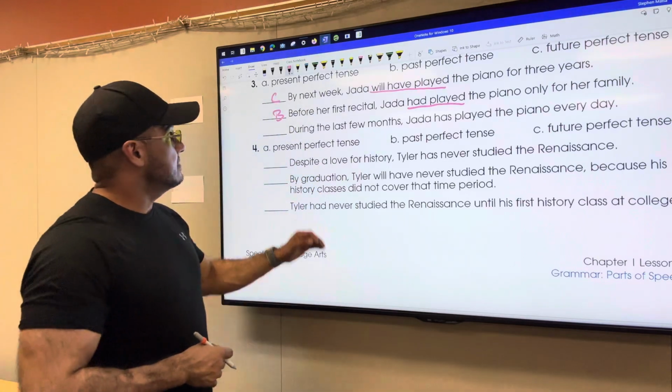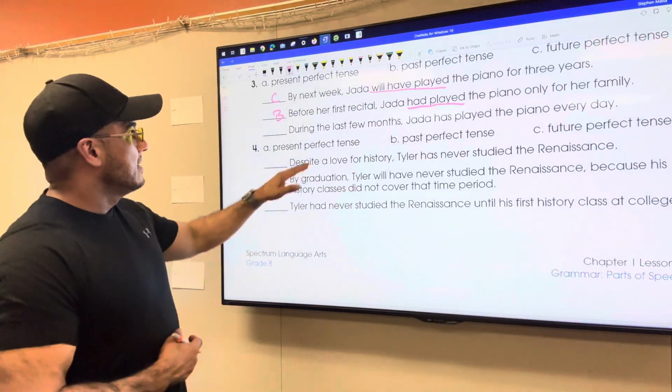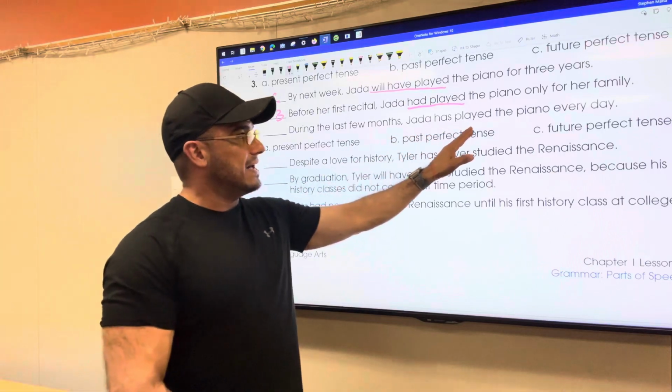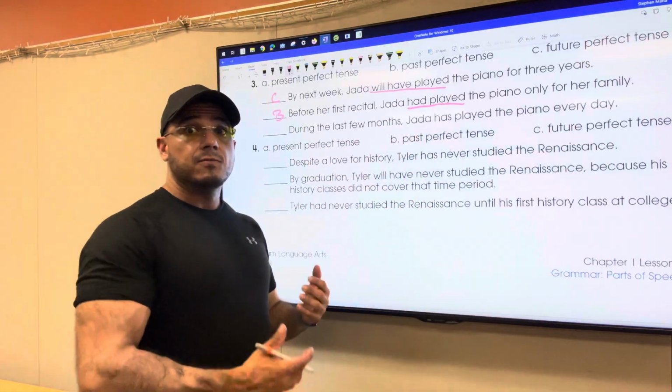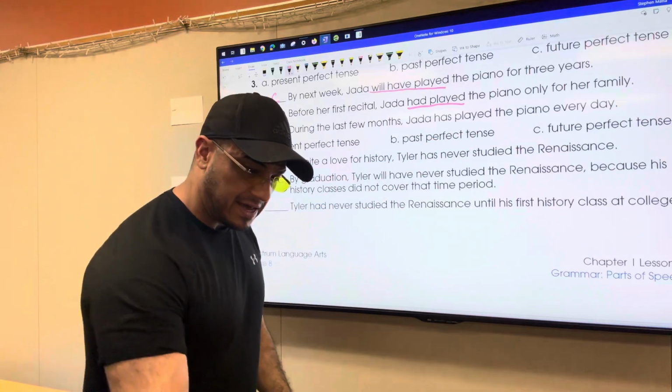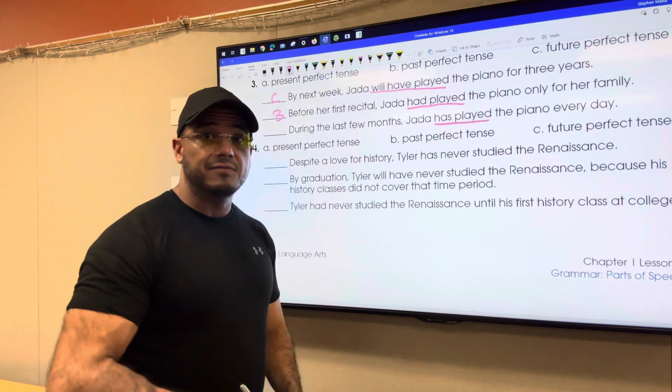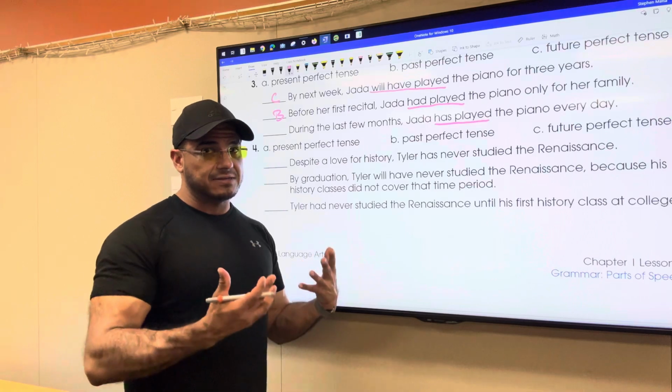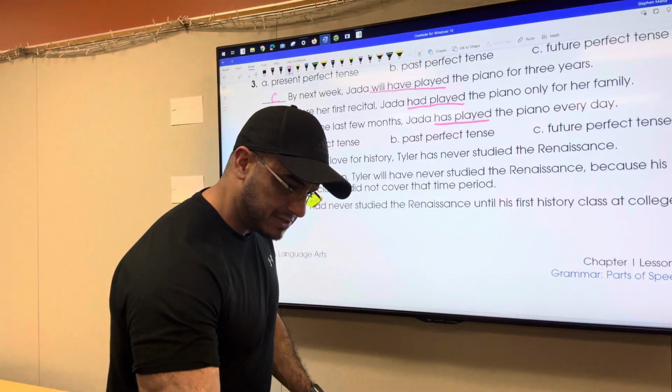And C, I'm giving it away. During the last few months, Jada has played the piano every day. What's your indicator? That's right, has played. Has is going to be the present form of the verb have, which means it's present perfect. So I'm going to label it as such.